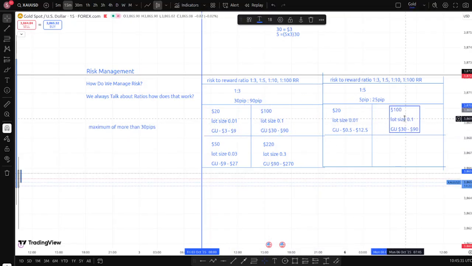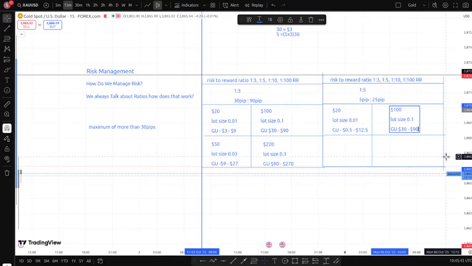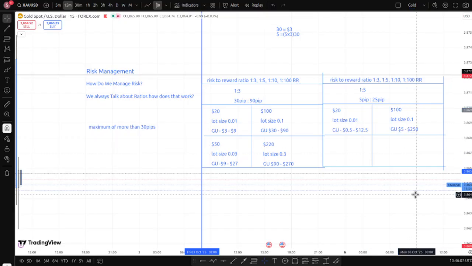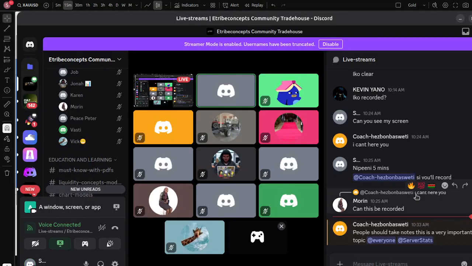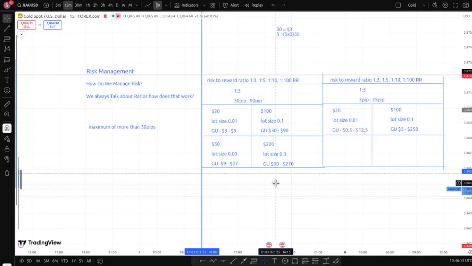Tukuje hapa. Saizi 1 to 3 na stop loss ni ya 30 pips. Saizi stop loss ni ya 5 pips, si ndio? 5 pips kwa lot ya 0.1 ni $5. Una risk $5 kupata 25 pips. 25 pips ni how money? Tuko pamoja? Guys, tuko pamoja. Watu wanaona vile mathematics ina run. Yeah?